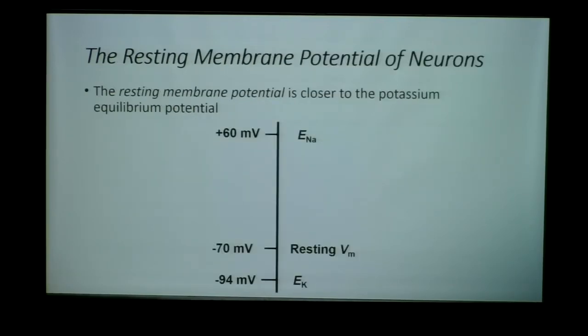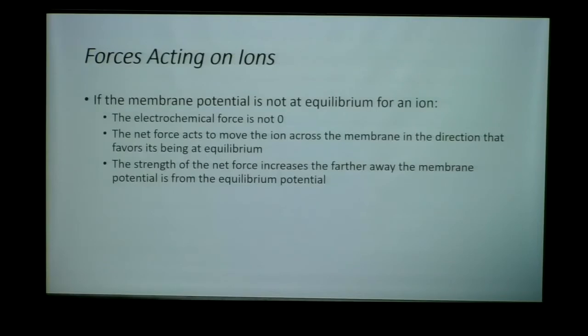Let's jump back to this. The net force acting on sodium is going to want to bring it into the cell, hence a positive equilibrium potential. The net force acting on potassium is going in the opposite direction. It's going to want to take it out of the cell, hence that negative equilibrium potential. Let's look at that third statement here. The strength of the net force increases the further away from the membrane potential the equilibrium potential is.